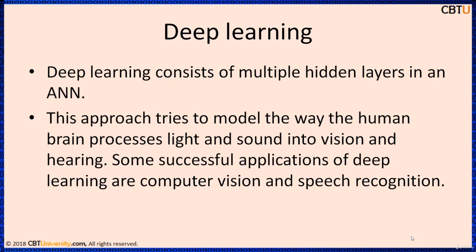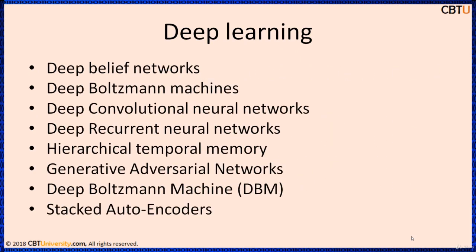Learning can be supervised, semi-supervised, or unsupervised. Deep learning consists of multiple hidden layers in an artificial neural network. This approach tries to model the way the human brain processes light and sound into vision and hearing. Some successful applications of deep learning are computer vision and speech recognition. Deep learning uses a cascade of multiple layers of non-linear processing units for feature extraction and transformation. Each successive layer uses the output from the previous layer as input. These are some of the deep learning methods and techniques.